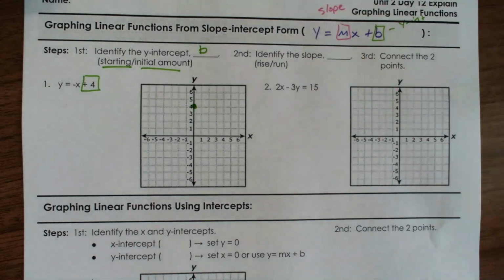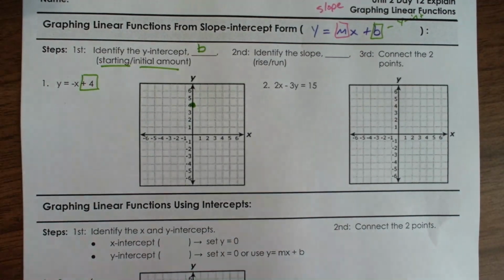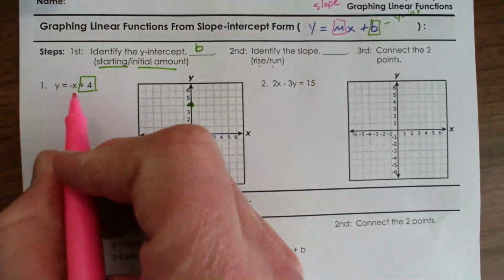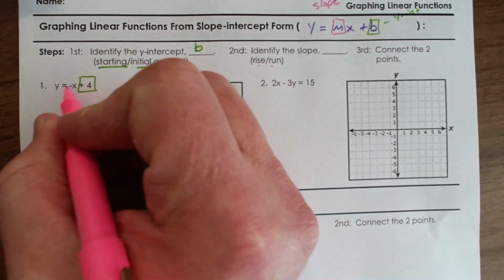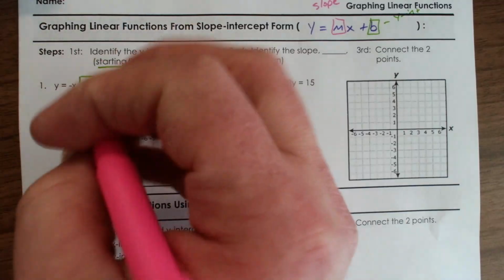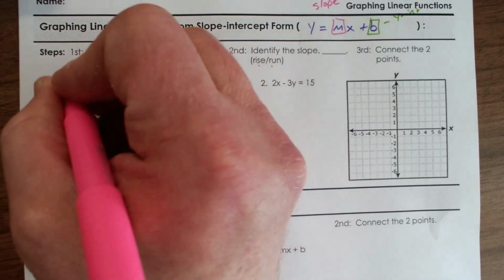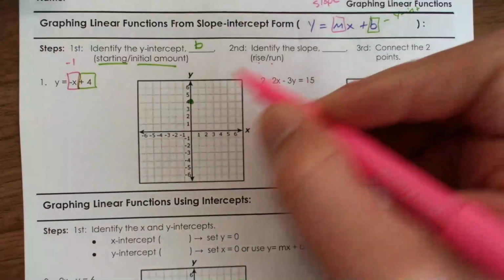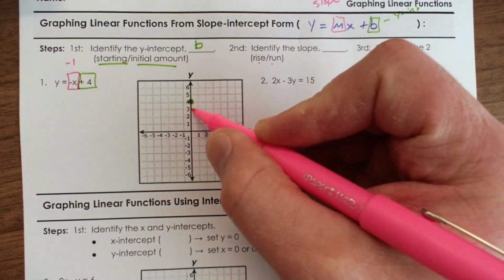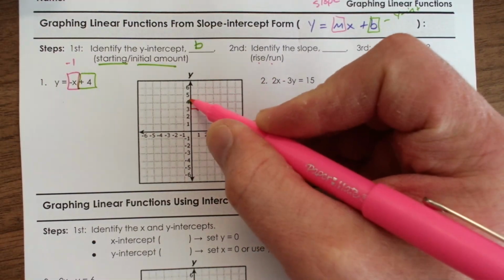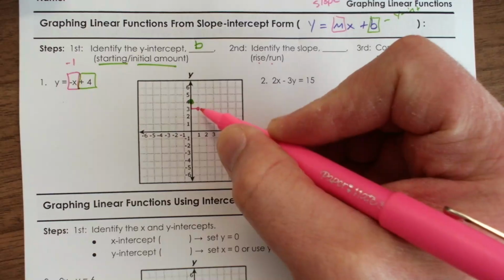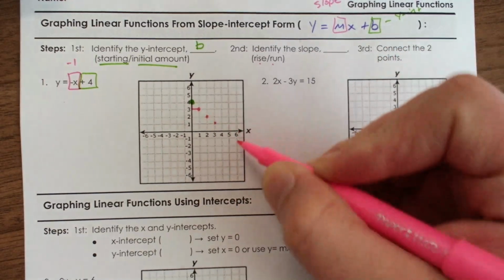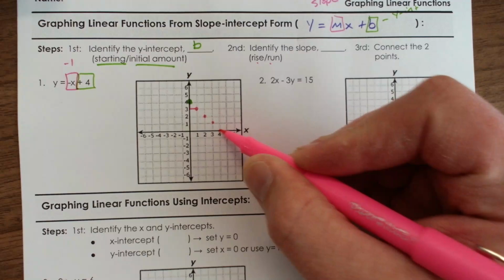The next part is identifying my slope. So remember, slope is rise over run. In slope-intercept form, this is the value in front of x. So right now, there's only one x there, but it happens to be negative. So my slope here is actually negative 1. That means I would go down 1 over 1. Every time I go over 1, I have to go down 1. Over 1, down 1. Over 1 and down 1.